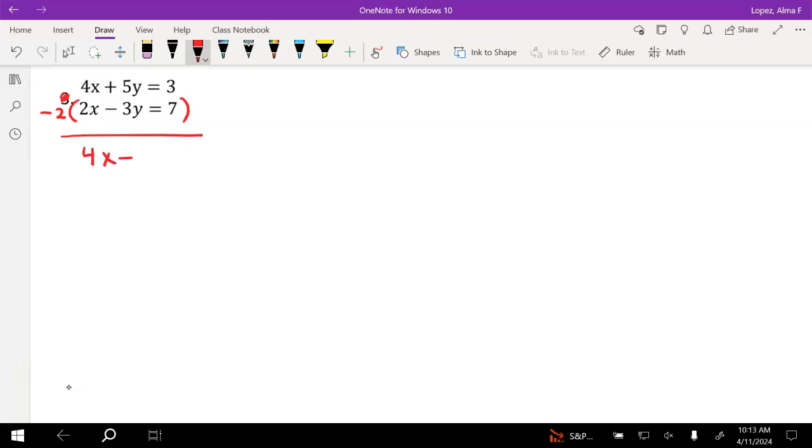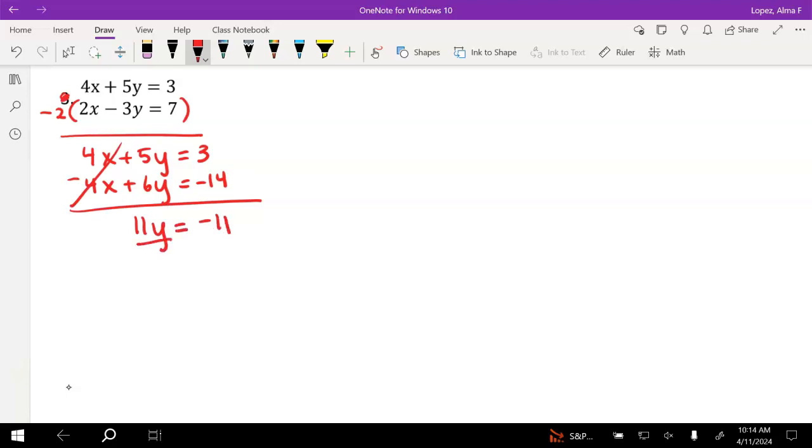I'm going to copy the first equation down. It didn't require any changes. The second equation I'm going to multiply through by negative 2. I'm going to get negative 4x plus 6y equals negative 14. I'm going to add the equations together. The x's cancel. That's what I wanted to happen. I get 11y is equal to negative 11. After dividing both sides by 11, we're going to get a y of negative 1.